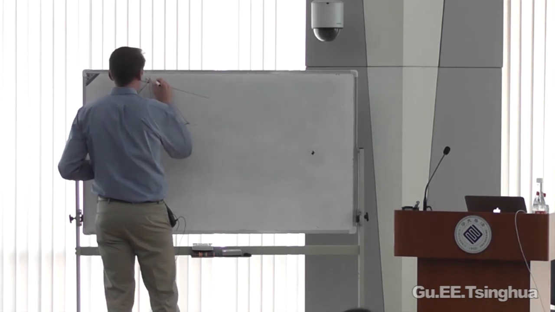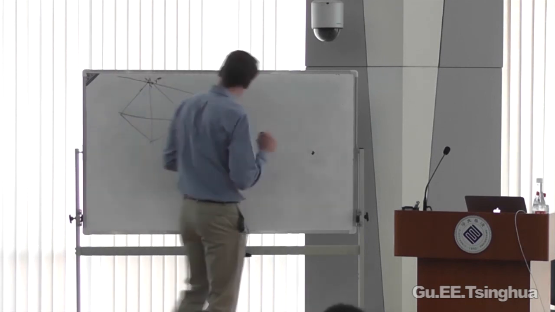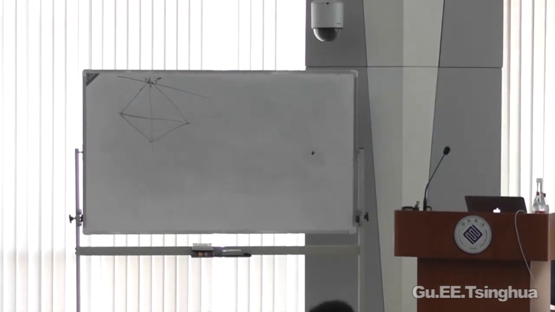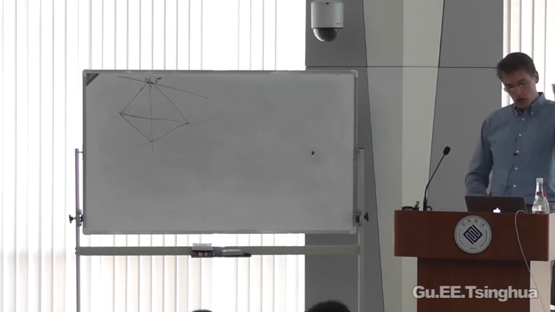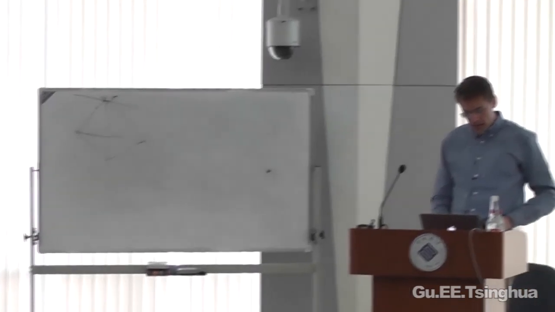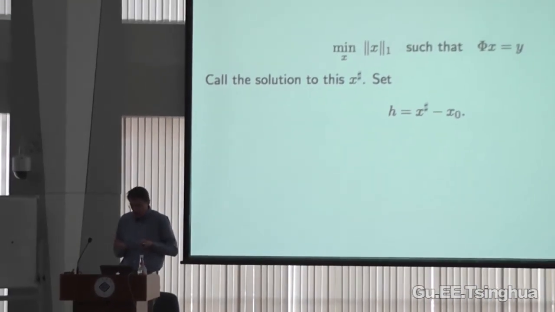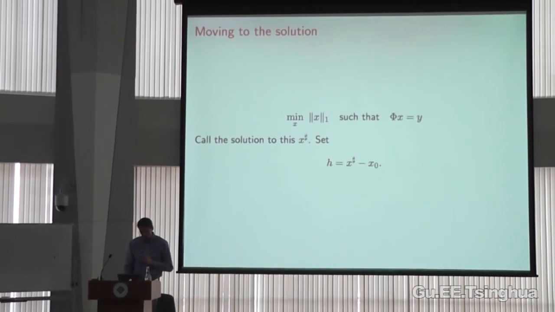So here's x naught. Here's your solution x sharp, and h is the difference between those two. So basically, what we're saying is, if h is the difference between the true solution to this, whatever it is, and x naught, and I want the answer to be x naught, I'd like for h to be 0, right? So that's what I'm trying to show, that h is identically equal to 0, or find conditions under which h is guaranteed to be exactly 0.